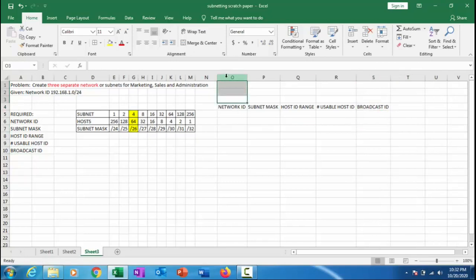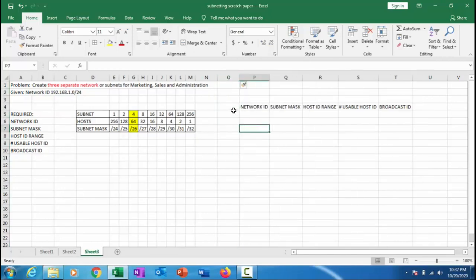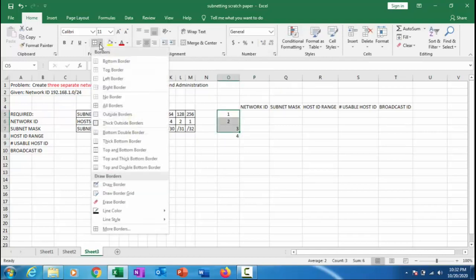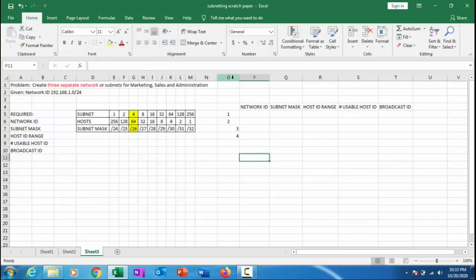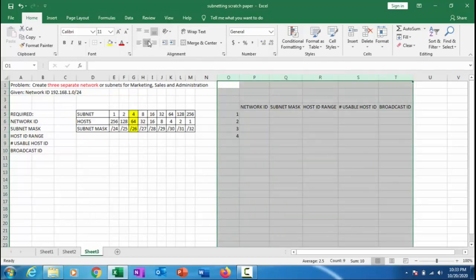Now let's insert another column so we can number it. We're asked for three separate networks, but we can actually provide four because of our table. So it's going to be 1, 2, 3, and 4. Let me remove the borders, and I'm going to put them all in the middle so it looks better.